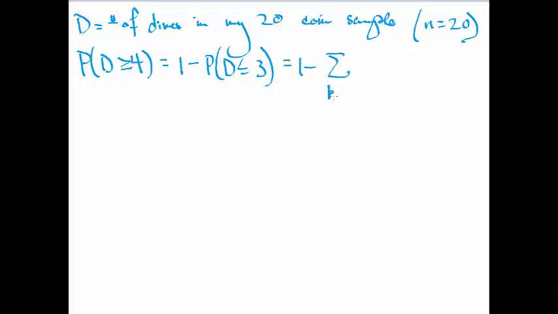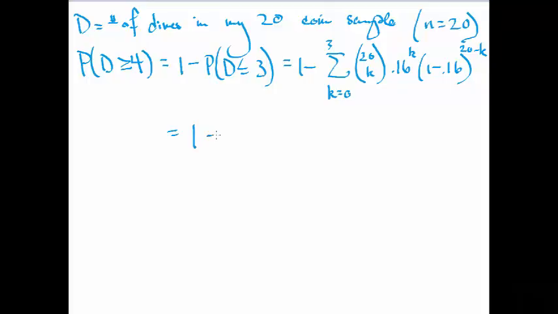It's the sum, say k goes from 0 up to 3, of 20 choose k times, what is the probability of choosing a dime in the first place? 16%. So put in 0.16 raised to the k times 1 minus 0.16 raised to the 20 minus k. Okay? All right.